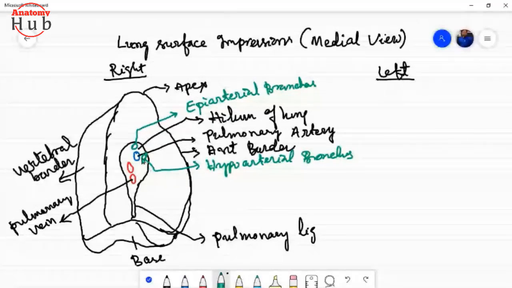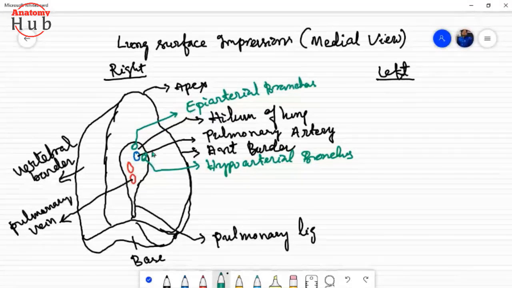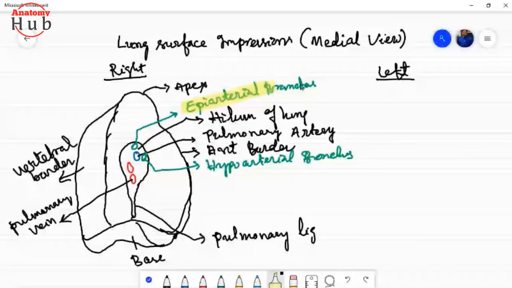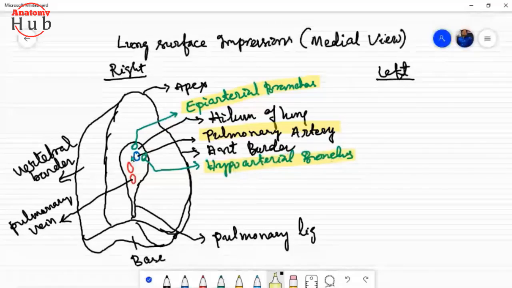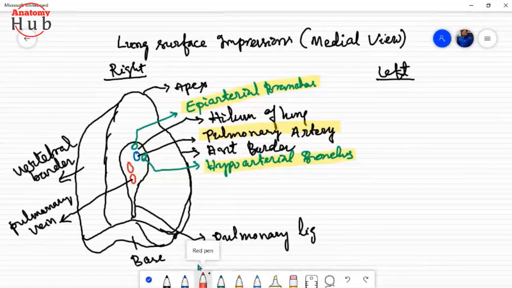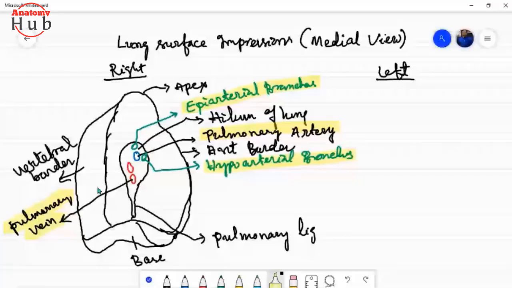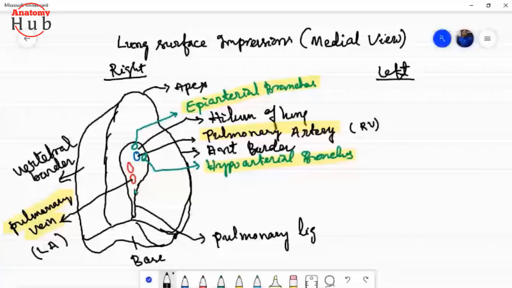So these structures enter into the lungs. What are they? The eparterial bronchus, the pulmonary artery, and the hypoarterial bronchus. These three structures are entering into the lungs. Along with that, here you will find the pulmonary vein that is coming outside the lungs. After the oxygen exchange takes place inside the lungs, it will come out of the lungs and go towards your left atrium. The pulmonary vein is related to your left atrium, and the pulmonary artery is related to your right ventricle. Right, so these are the two segments you'll find over here.